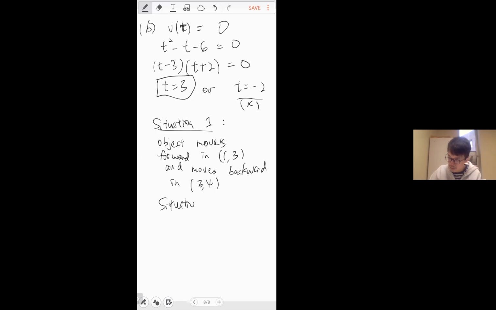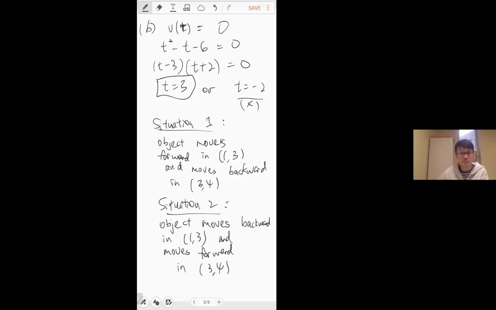Situation 2: it's the other way around. So the object could be moving backward in 1 to 3, and then it moves forward in 3 to 4. Is it okay? Questions?